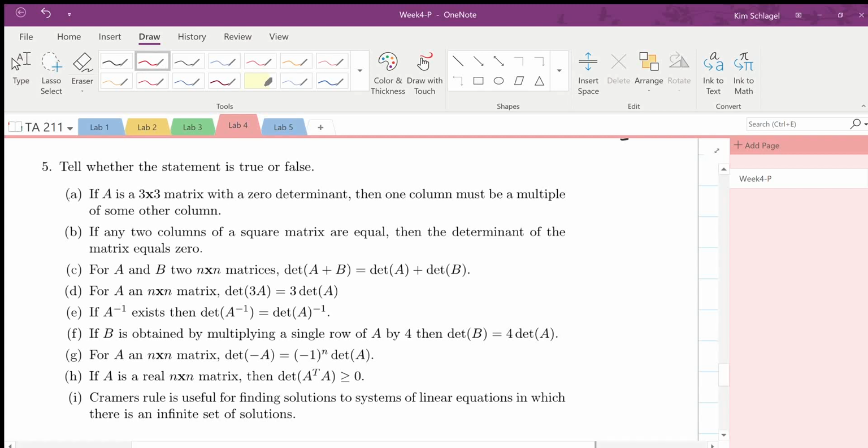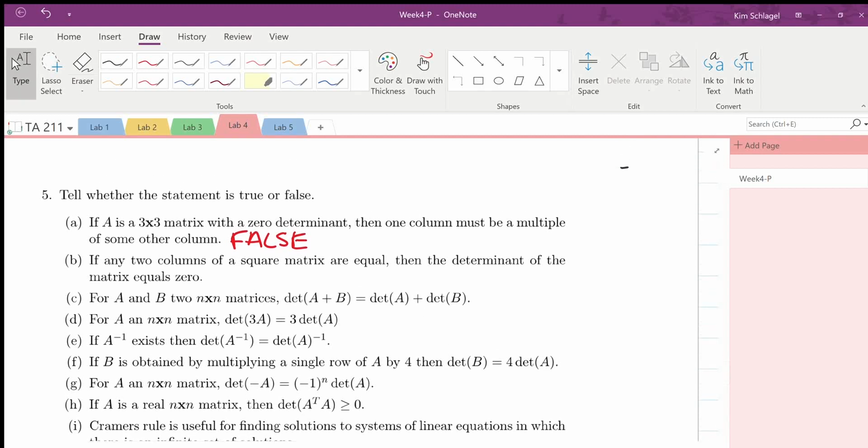So in part A, this one is asking us if we have a 3 by 3 matrix and the determinant is 0, then one column has to be a multiple of some other column. Okay, and offhand I know of a matrix, so I'm going to say that this one's false, because I know of a matrix that has a determinant of 0, yet the columns are not multiples of the other ones. So I'll show you guys right here.